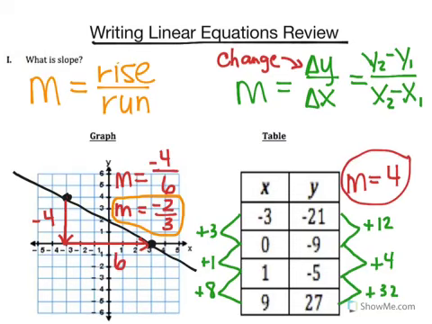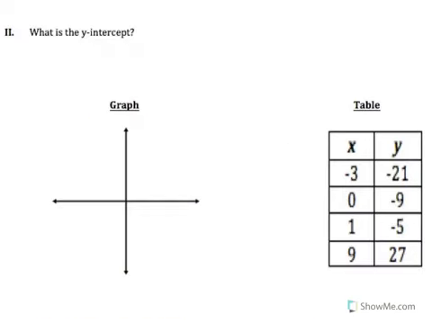Okay, so that is how you find your slope. Just make sure that when you're finding the slope of a table, you don't forget to divide your rises and your runs. That's the most important part.